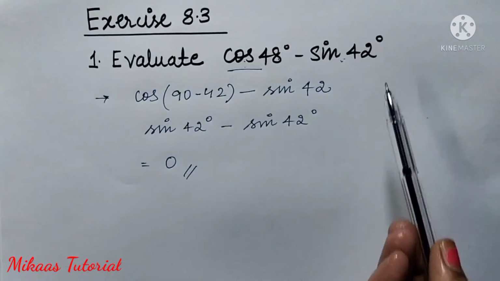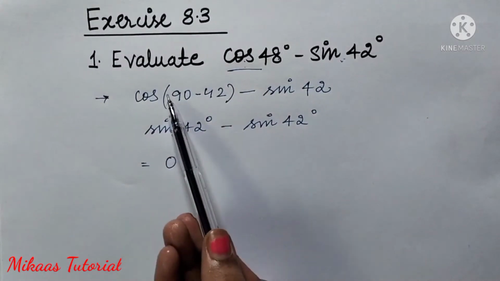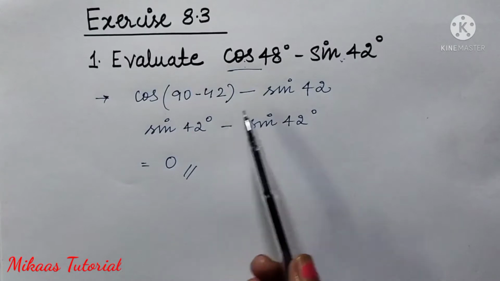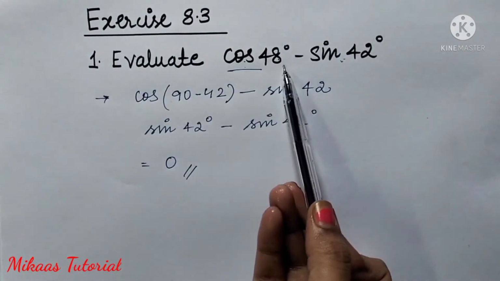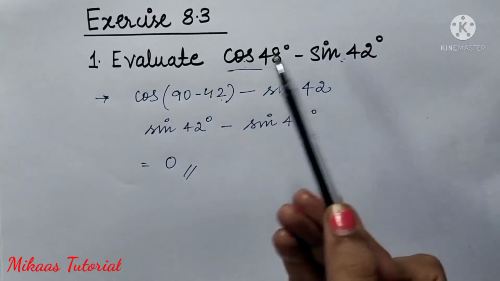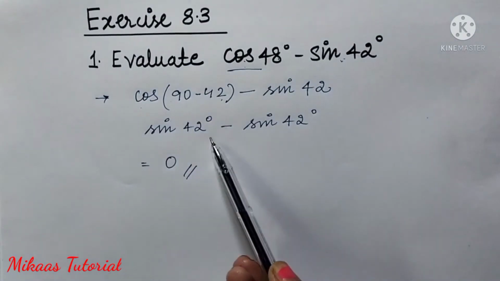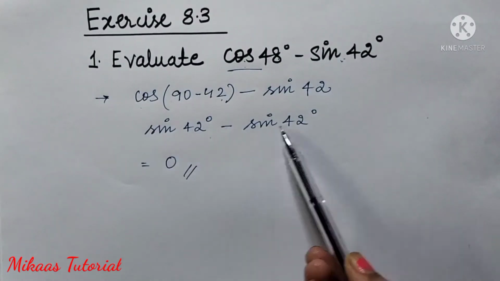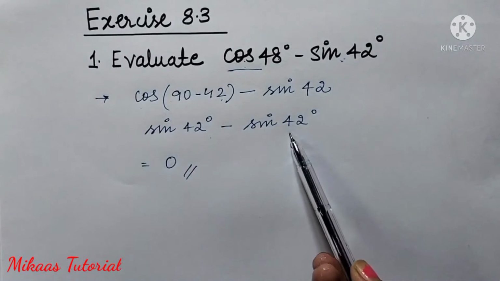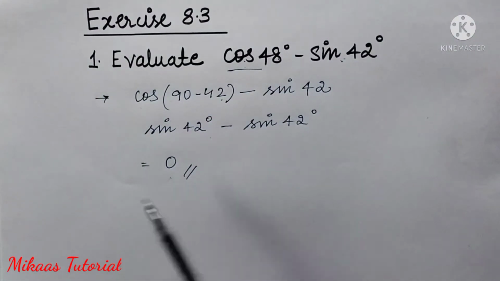If we do that, we can add or subtract. So we have changed this cos in terms of sin. How? Because we need 48, in 90 what we subtract to get 48, we subtract 42. So cos of 90 minus theta is sin theta, so the theta value is 42. So you will get sin 42 minus, already we have one sin 42, so the answer will be 0. Now let us go to the next question.